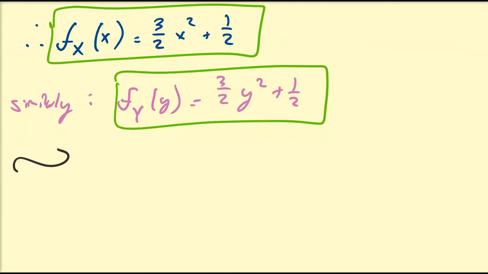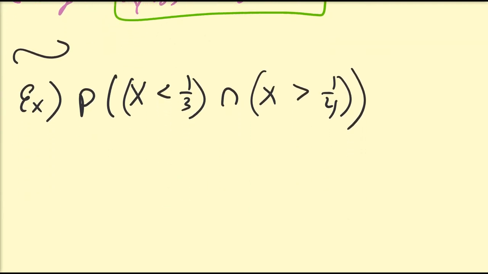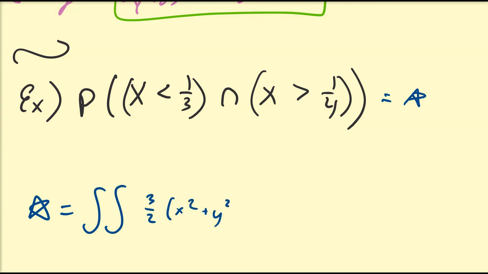So how can you calculate probabilities with multiple variables? Let's assume we're interested in finding the probability that x is less than 1/3 and x is greater than 1/4. All right, so our probability, which I'm going to call star, is going to be equal to a double integral of our density function, 3/2 x squared plus y squared.